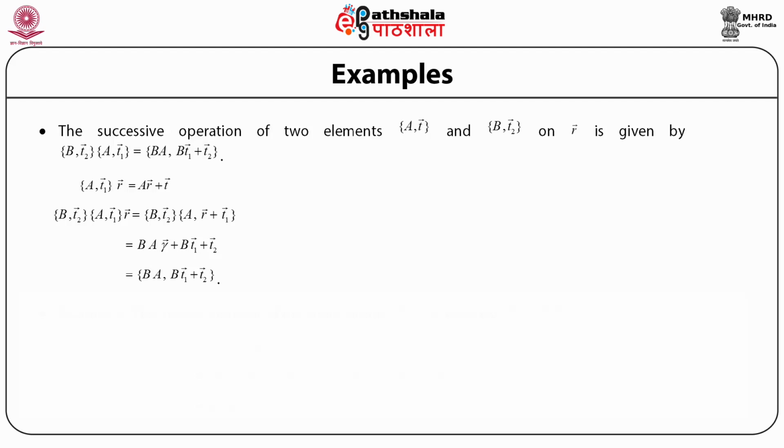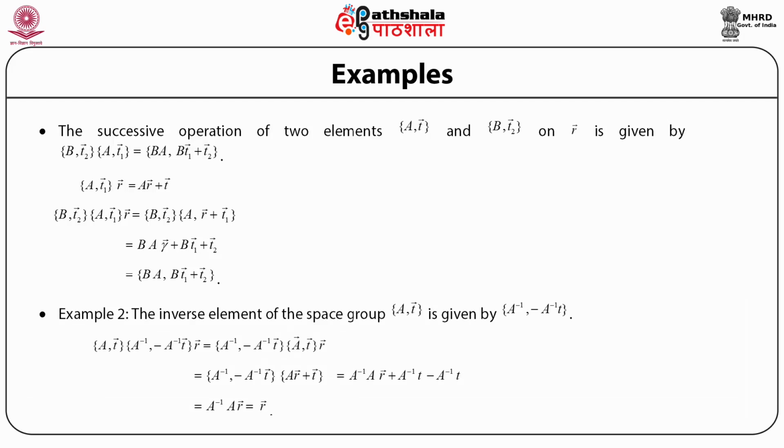Then the symmetry operation {B|T2} acting on this AR plus T1 takes it to BAR plus BT1 plus T2, which is equivalent to the symmetry operation {BA|BT1 + T2}. An example can be seen as follows.